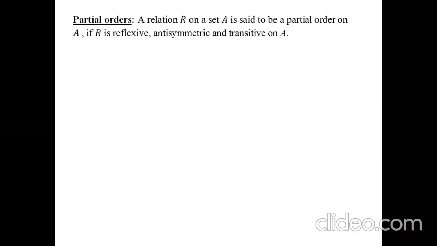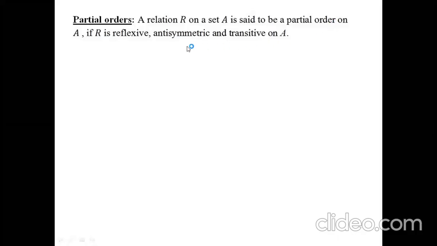Let us first see the definition for partial orders. A relation R on a set A is said to be a partial order on A if R is reflexive, antisymmetric, and transitive on A. So we say that any relation R on the set A is a partial order on the set A if it satisfies the following three conditions. That is, R should be reflexive, antisymmetric, and transitive on the set A.